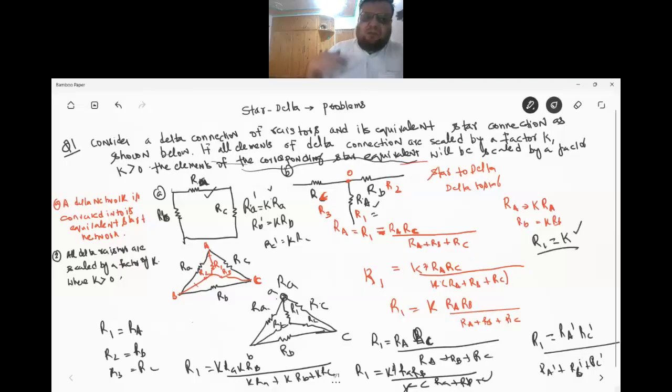So by what factor does the corresponding star element get scaled? If the delta element is scaled by a factor of K, then our star element also gets scaled by a factor of K.